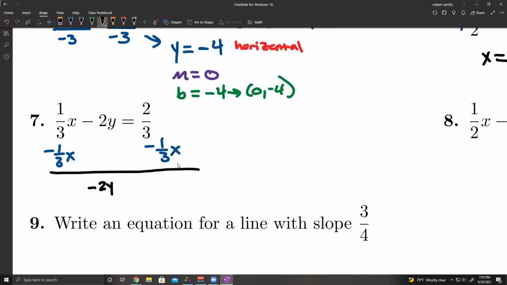Negative 2y equals negative 1/3 x plus 2/3. Okay. And now we want to solve for y. So you're going to divide everything by what? -2.